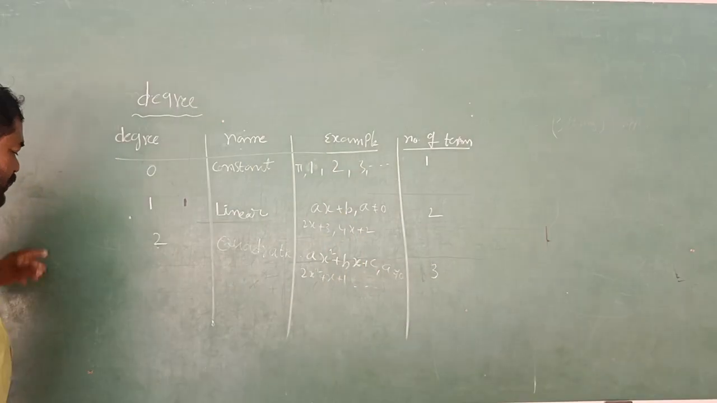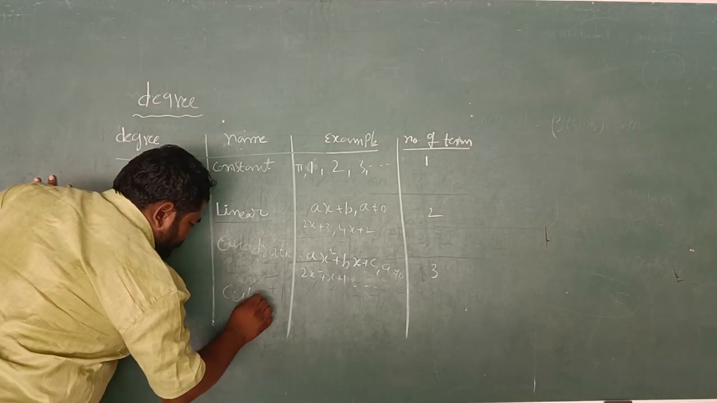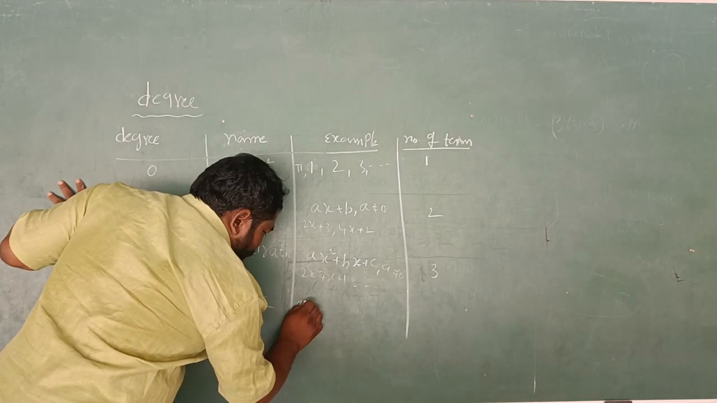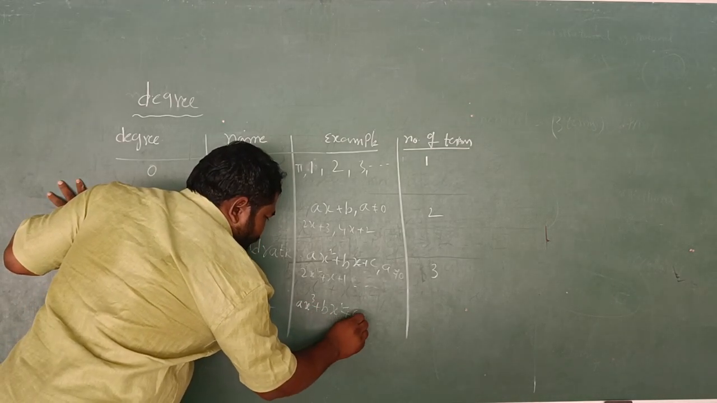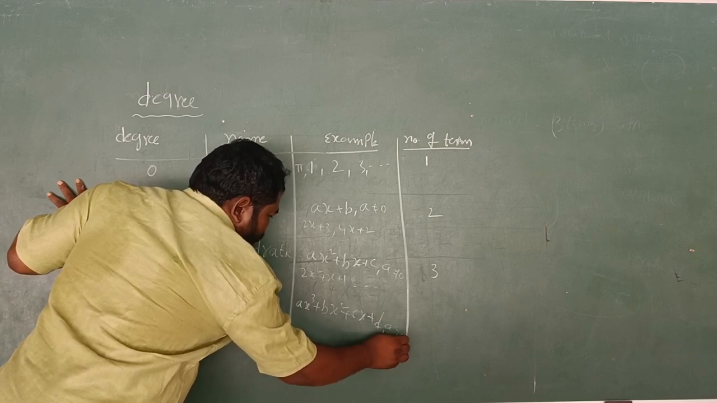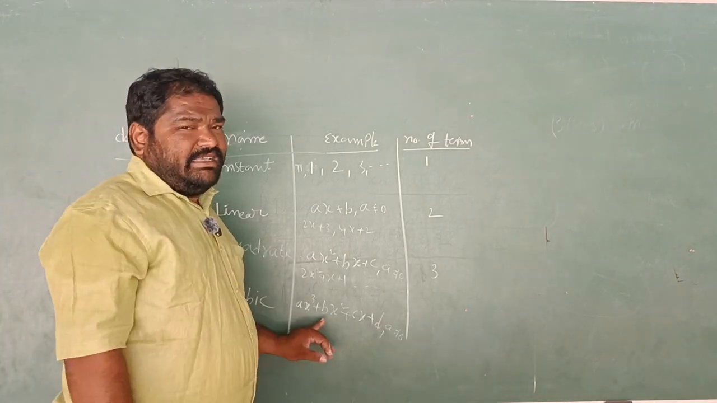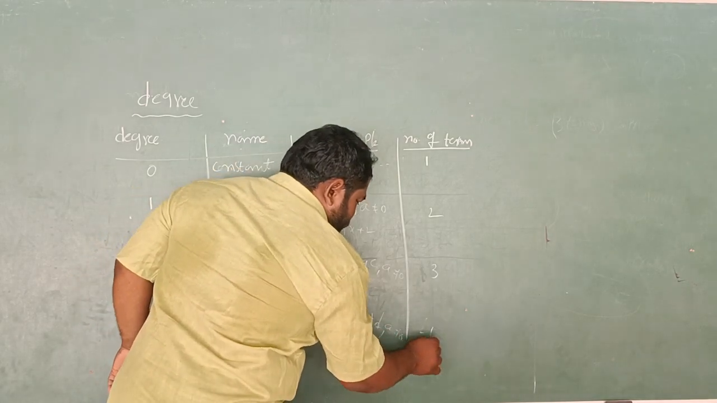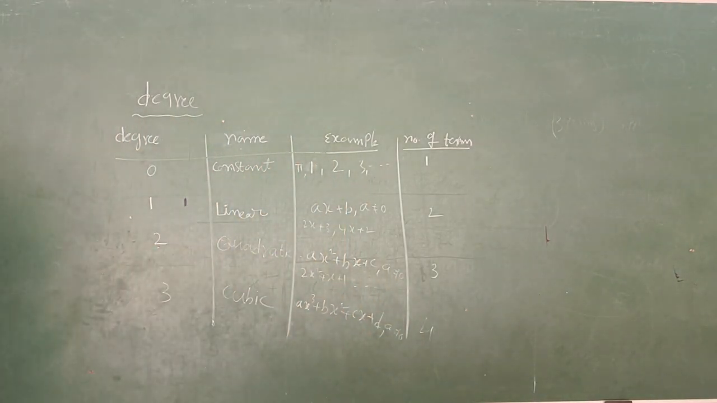If the degree of polynomial is 3, then it is called a cubic polynomial. The general form of cubic polynomial is ax cube plus bx square plus cx plus d, where a is not equal to 0. An example you can write is x cube plus x square plus x plus 1. Here the number of terms is 4.